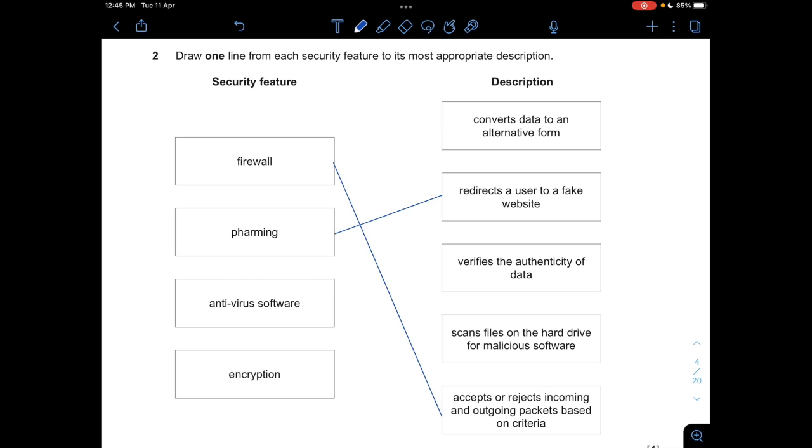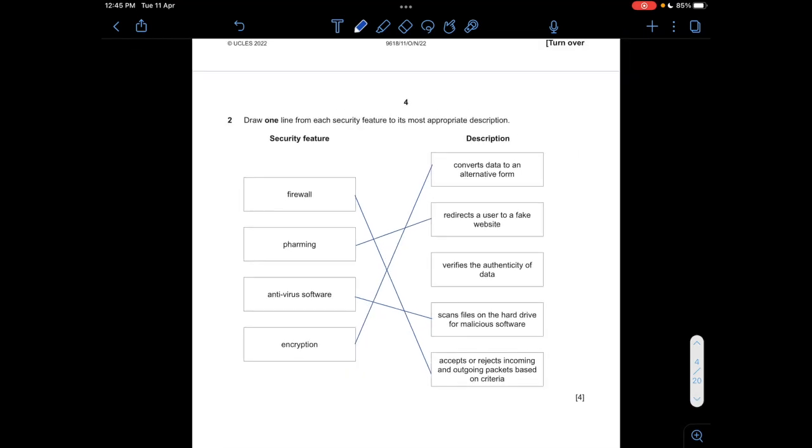Antivirus software is used to scan for malicious files, to see if they have viruses or not on your computer. So this one will be scan files on the hard drive for malicious software. Encryption is when you convert your data into a different form than its original. For example, in encryption we know there is ciphertext that you convert by using keys to convert the data into a different form. So this one will be to convert the data into alternative form. Right, so that's the answer for this one.